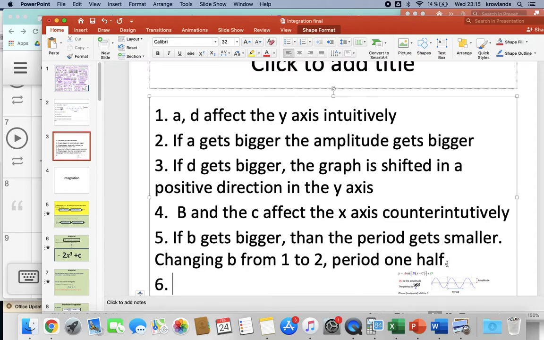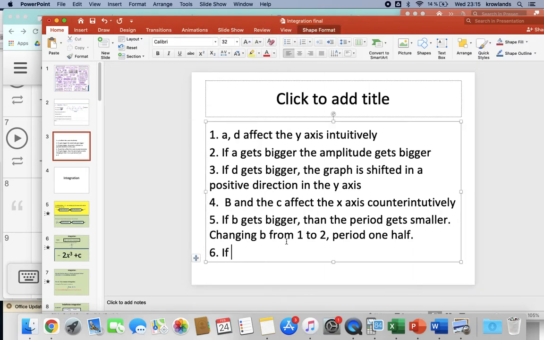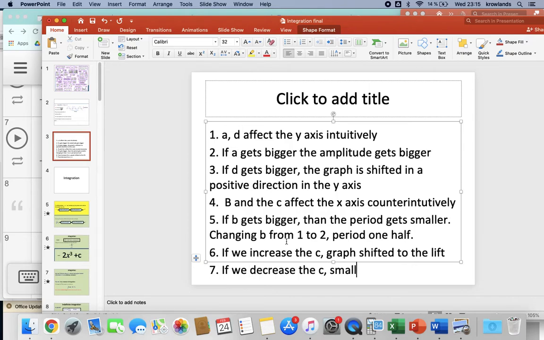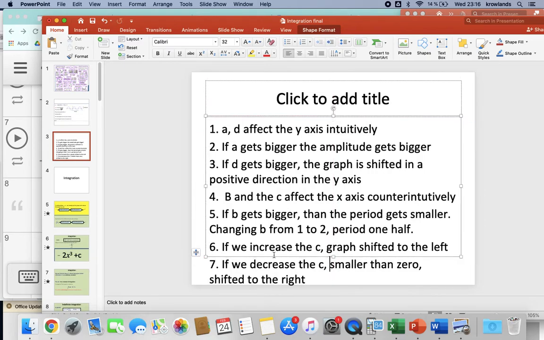Now similarly with the C, if we increase the C, then the graph will be shifted to the left. Whereas if we decrease the C and make it smaller than 0, then it's going to be shifted to the right. What I would recommend you doing is playing around on Desmos if you don't understand this. But we are going to do some questions now.